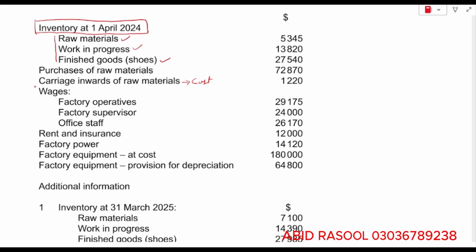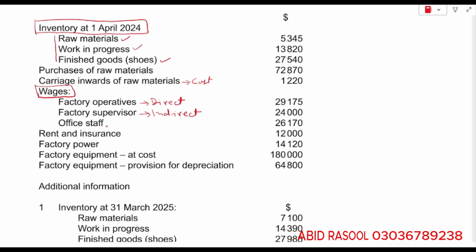Then the next heading is wages. If we see the wages, we are given three types of wages: factory operatives, factory supervisors, and office staff. Now factory operatives are direct wages. Direct wages means which are directly associated with the making of the products. Factory supervisor wages are indirect wages. It will go in factory overheads because this is an indirect wage.